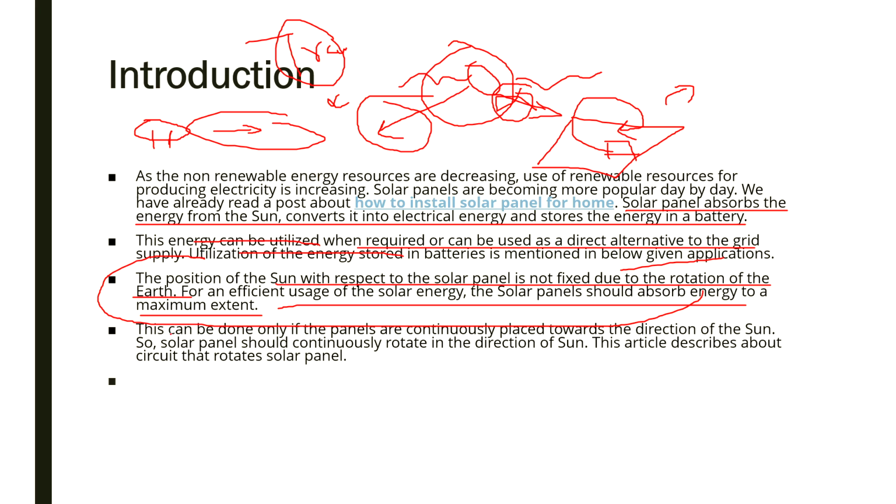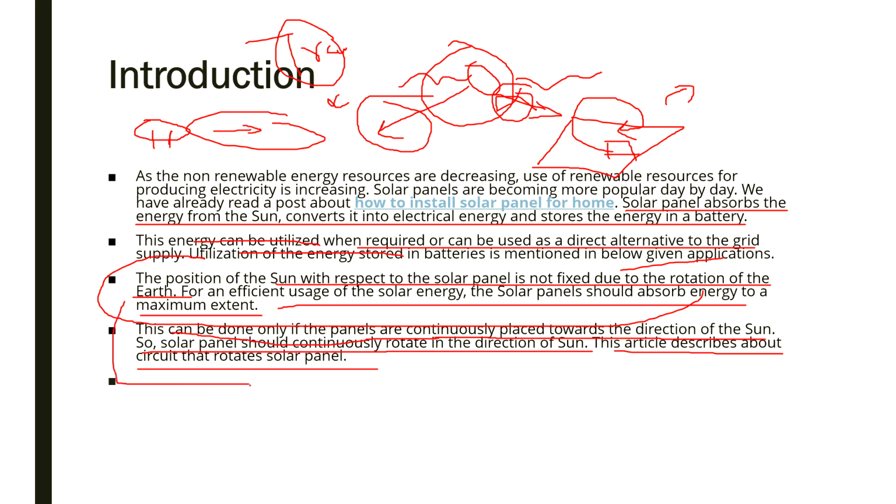This can be done only if the panel continuously points towards the direction of the sun. So the solar panel should continuously rotate in the direction of the sun. This article describes the circuit that rotates the panel.